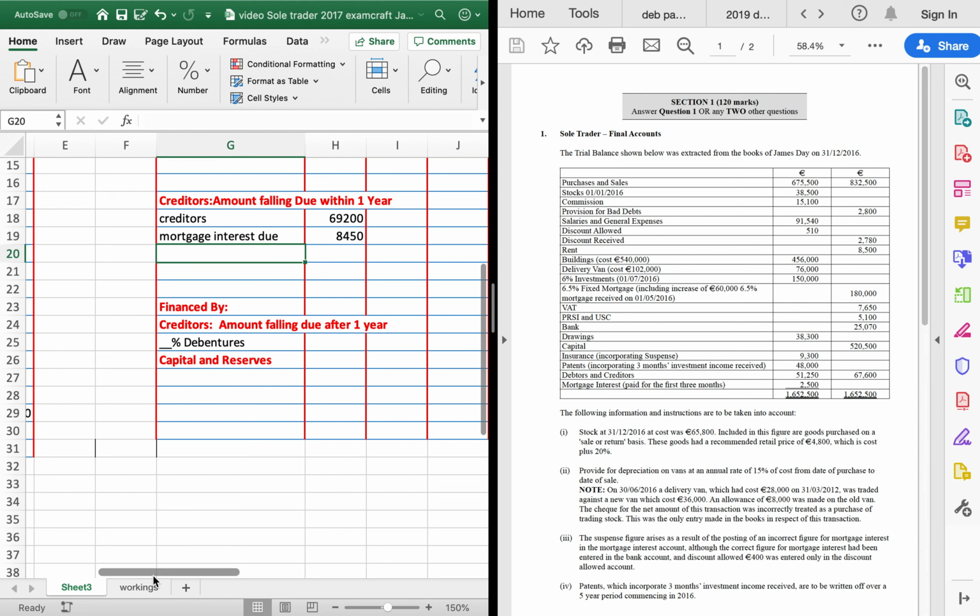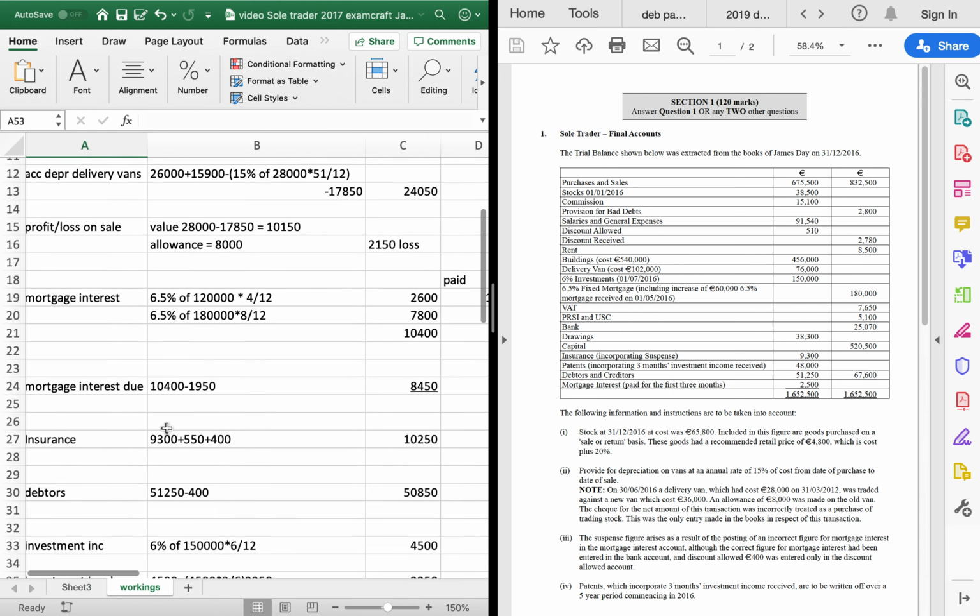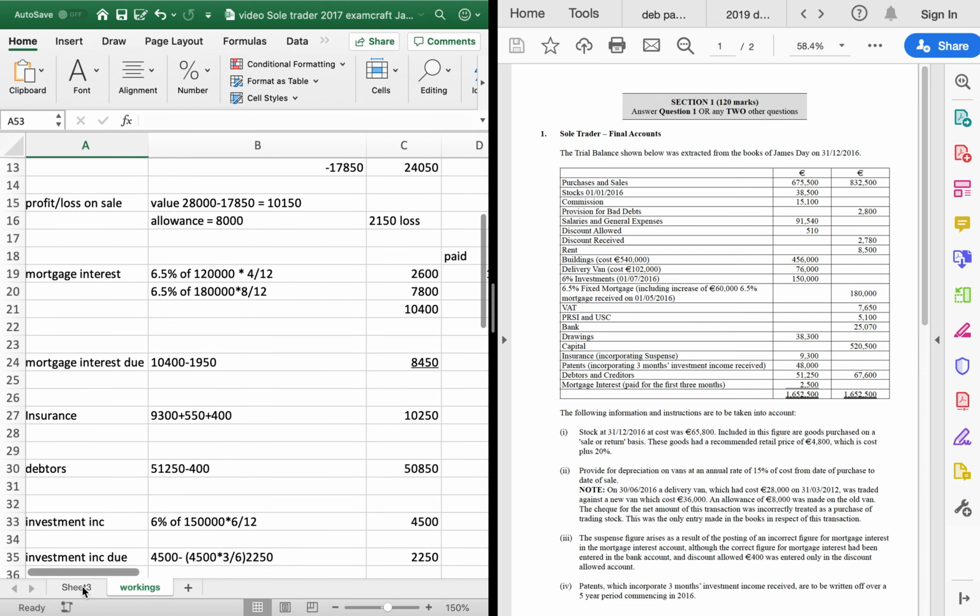And we'll just keep on working down through this. Your insurance is an admin expense.